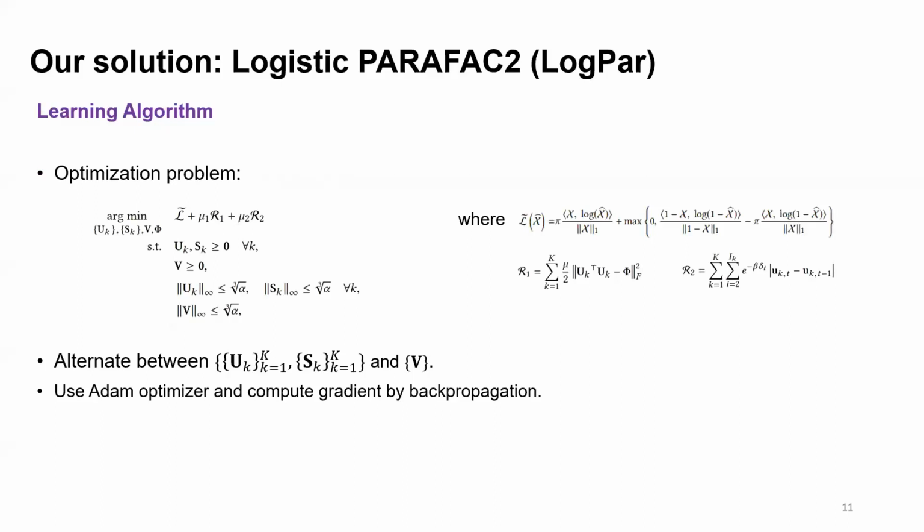So putting all this together, we can define our optimization problem as this, basically by stacking the loss function and also the two regularizations. And we also have the non-negativity constraints for better interpretation, and we also have the infinity norm constraint to ensure that this UK, SK, and V are not too spiky. We adopt the alternating update and alternate between this UK, SK, and V to solve for those parameters. We use the Adam optimizer and compute the gradient by backpropagation on the fly.